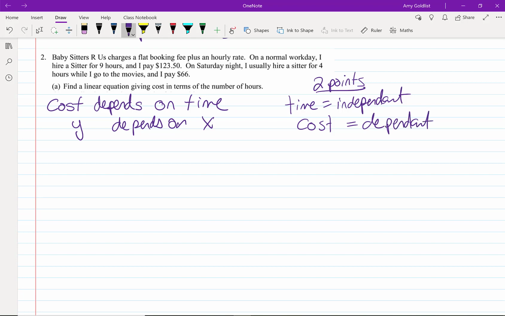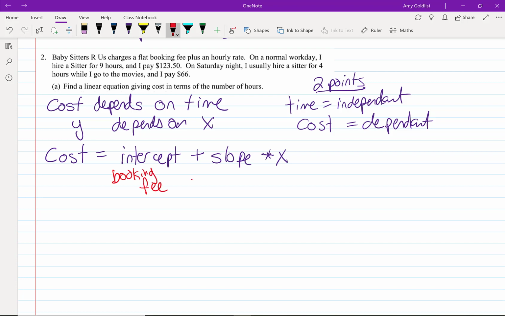So what we're doing is this, and we have an equation that looks like cost equals intercept plus slope times X. Our intercept here is going to be our fixed cost or booking fee. So I'm going to call this a booking fee. That's our fixed cost here, plus our hourly rate times the number of hours. So that's what I'm trying to find.